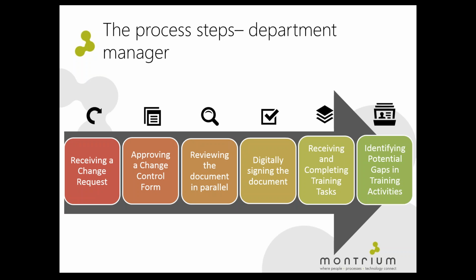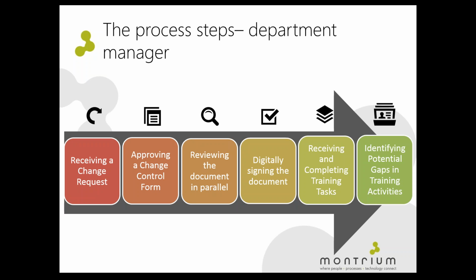So just to give you an overview of the steps that we'll be going through, I'll have received the change request. Once that request is received, then Oliver's already made the changes to the document. So I'll be approving the change control form, where I'll be indicating the impact of the change, whether or not training is required, who's going to be reviewing, and who's going to be approving the document.